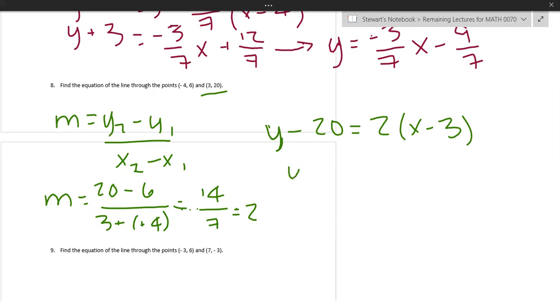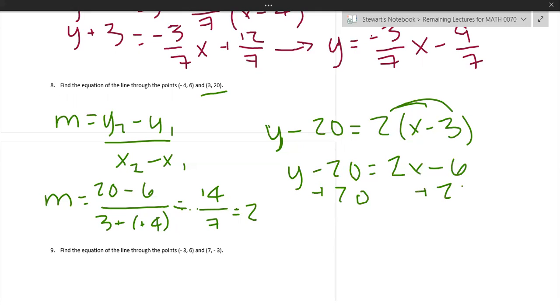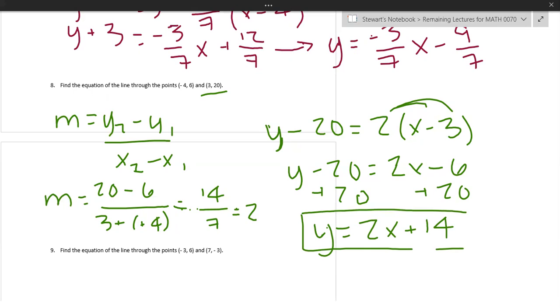So we're going to have y minus 20 is equal to, we're going to distribute this 2, 2x minus 6. Then all we have to do is add 20 to both sides. So we have y is equal to 2x plus 14. So there we go. Perfect. That is the equation of a line that passes through those points. We found the slope, we had a point, and then we found the equation.